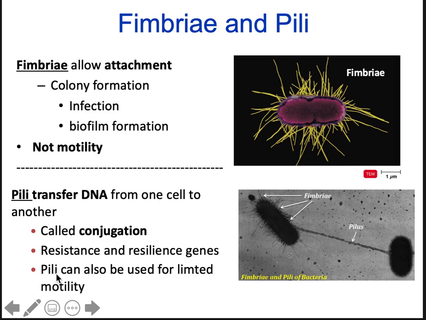Sometimes bacteria can also use their pili to grab onto a surface, pull themselves towards it, and release and repeat. So it's this very chug, chug, chug kind of motion, which we could call twitching or grappling hook like motility. The main function for pili is conjugation.